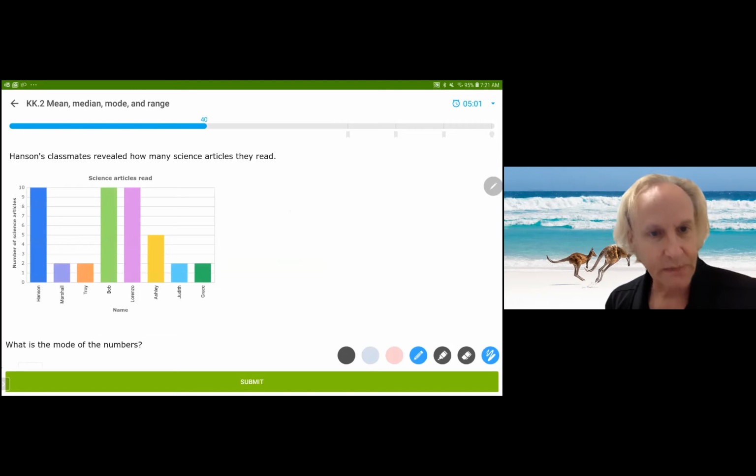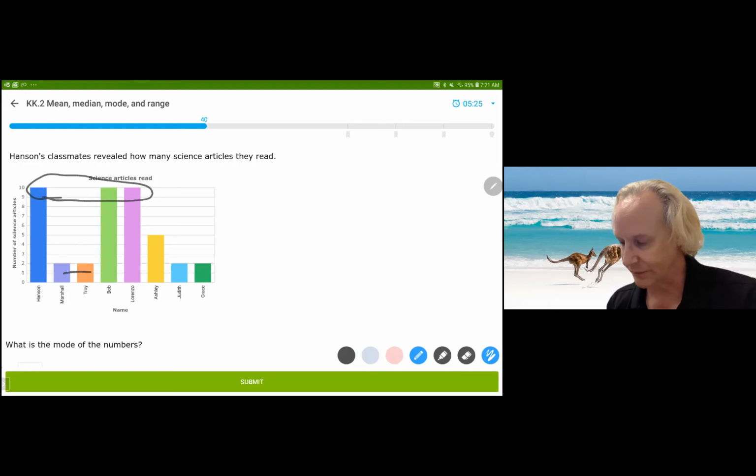All right, this time, this is the mode of the numbers. Now, this is a really easy one to make a mistake on. Notice that a lot of people are going to be attracted to this, and that is a mistake I made in the past. These are the number of science articles that each student read, and it looks like 3 different students read 10 articles. But take a look down here.